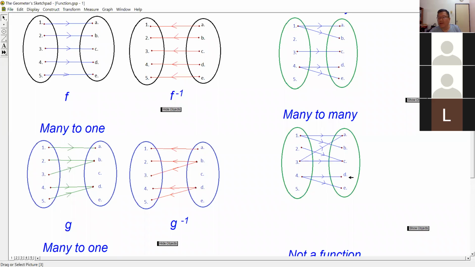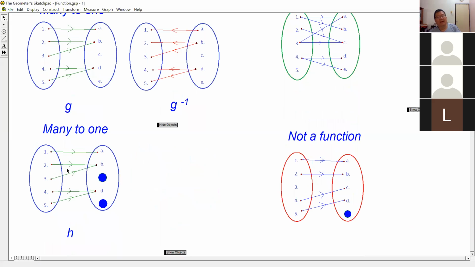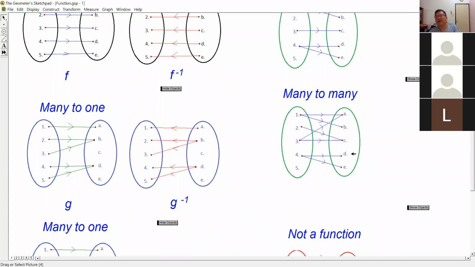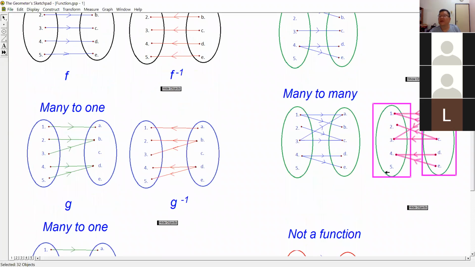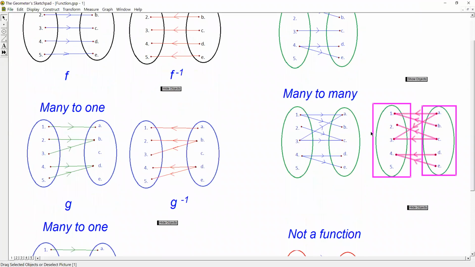Of course, we have this one, one-to-many. It is not a function, so we don't have to consider this case, and we don't have to consider whether the inverse is a function or not. Then we look at this one, many-to-many. Many-to-many doesn't satisfy the condition to be a function, so we don't have to consider this. Even if you look at the inverse here, it's also many-to-many, so it's not a function.